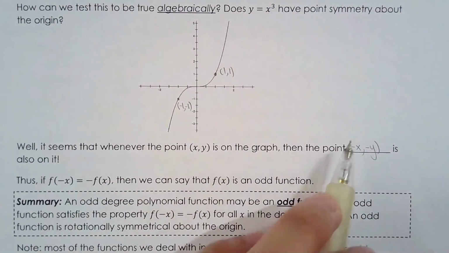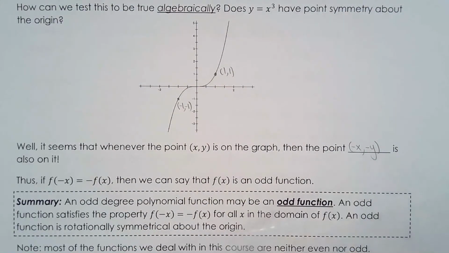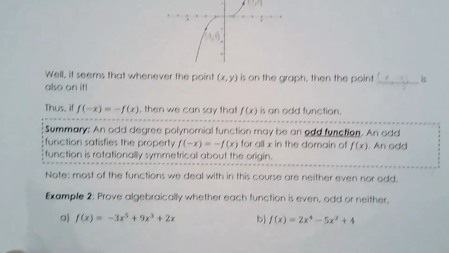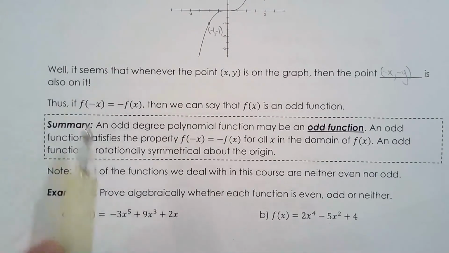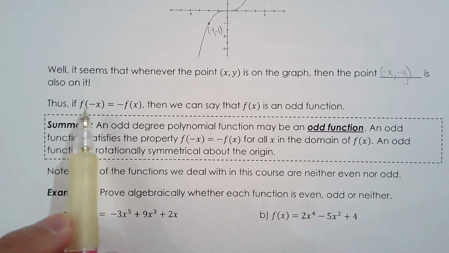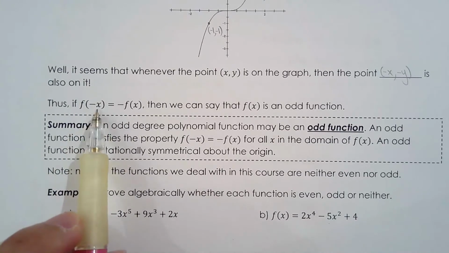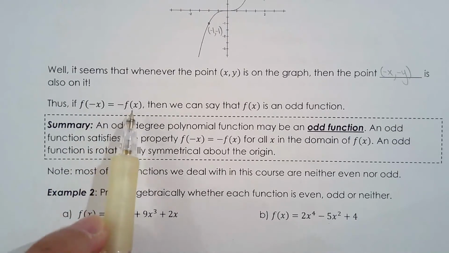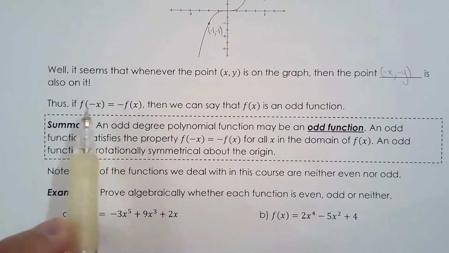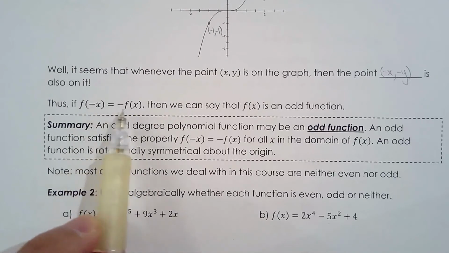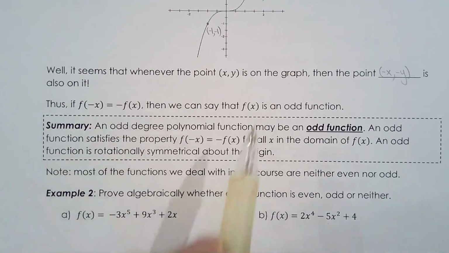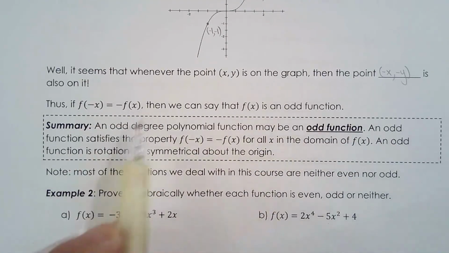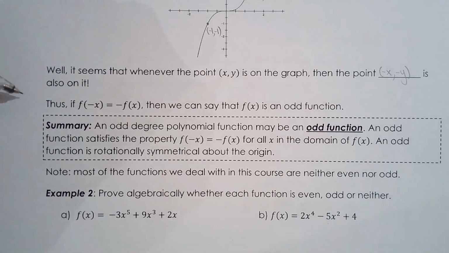Because this is true, the algebraic test for an odd function, or to check if the function is odd, would be to check if f(-x) equals -f(x). You can look at the two points and come up with this logic. As long as this is true, then the function is odd.